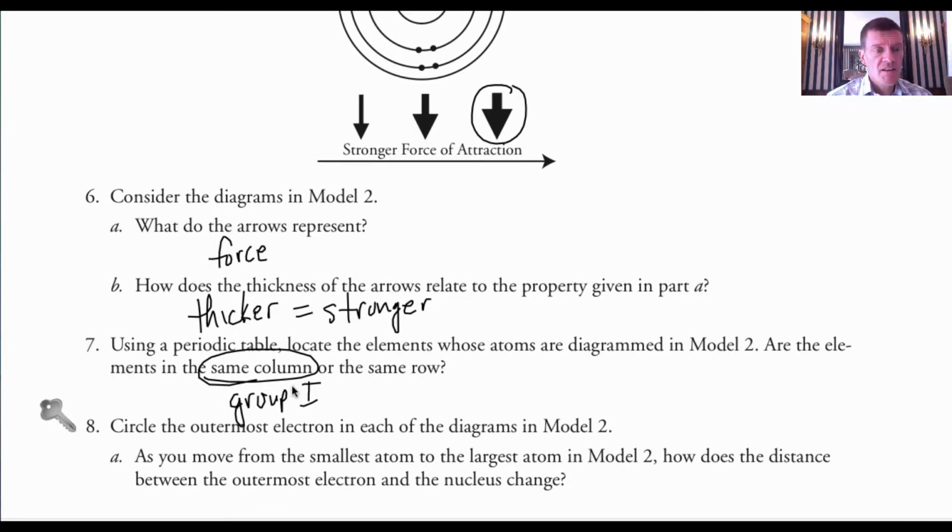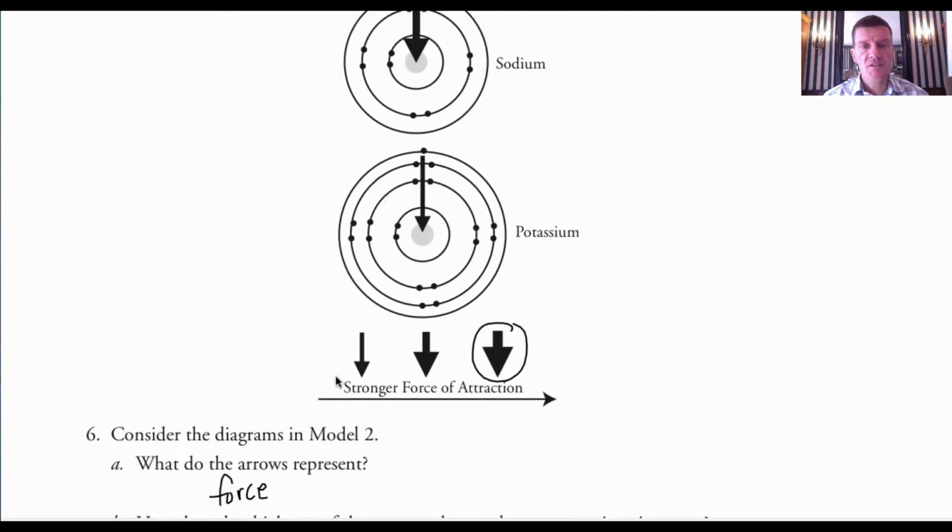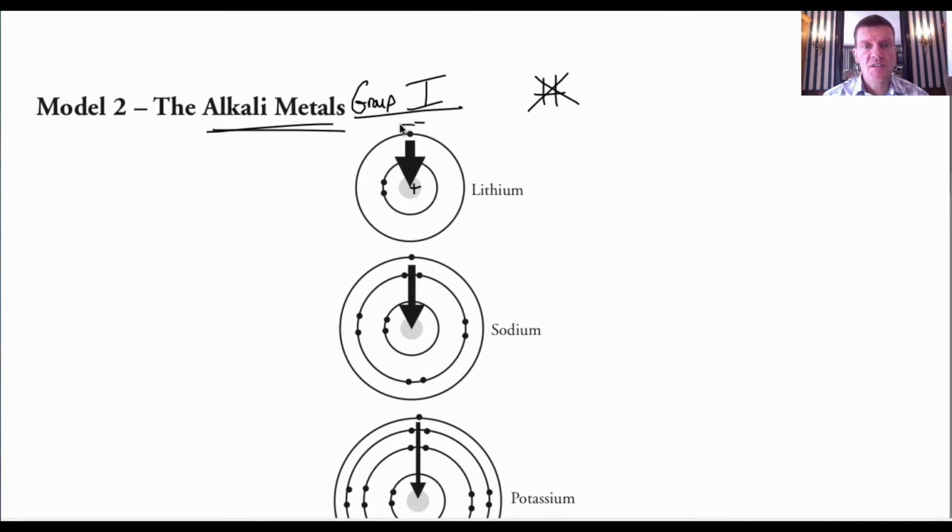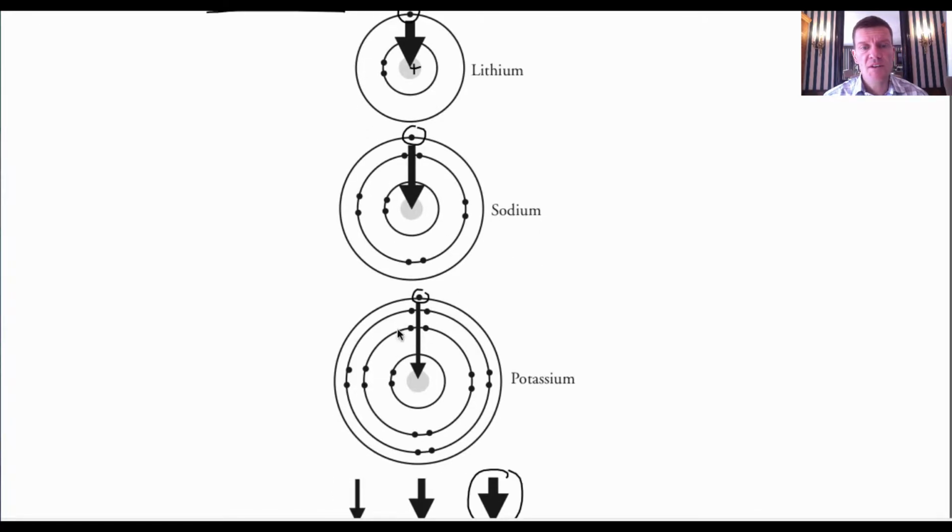Okay, number 8, circle the outermost electron in each of the diagrams in Model 2. Let's find the outermost. There's the outermost electron, outermost electron, outermost electron. These electrons here are diagrammed in kind of like orbits around the nucleus. That's not exactly how the electrons are located around the nucleus, but it's just a model.